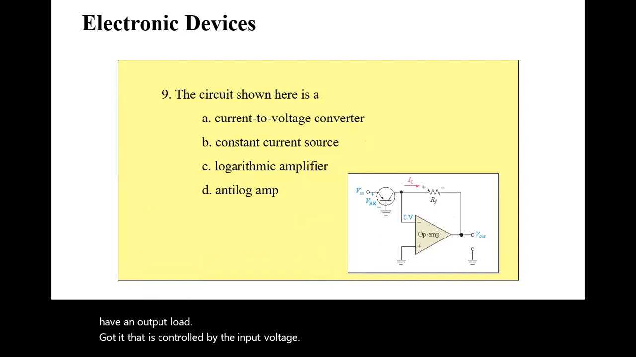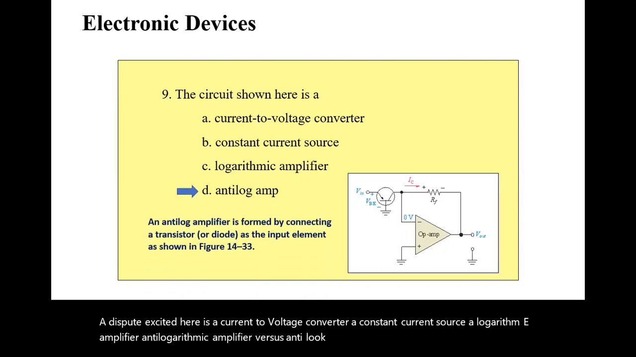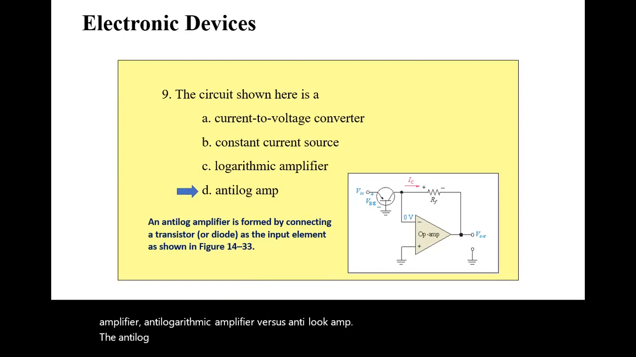The next circuit that is indicated here is a current to voltage converter, a constant current source, a logarithmic amplifier, an anti-logarithmic amplifier. This is an anti-log amp. The anti-log amplifier is formed by connecting a transistor or a diode as the input element, as shown in the figure here.